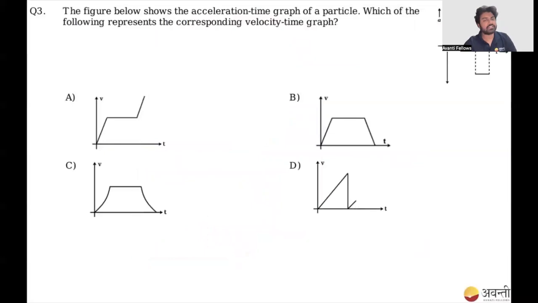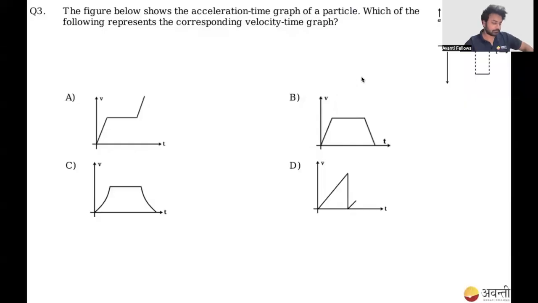So please read the question for 1 minute. Okay, bachcho, I hope you have read the question. Let's understand how to solve this question. It is telling the figure below shows the acceleration time graph of a particle. Which of the following represents the corresponding velocity time graph?